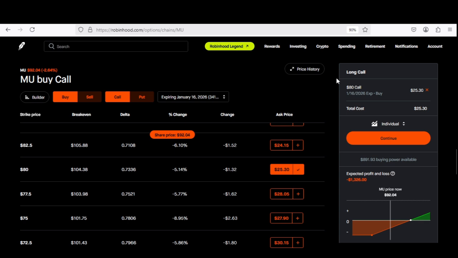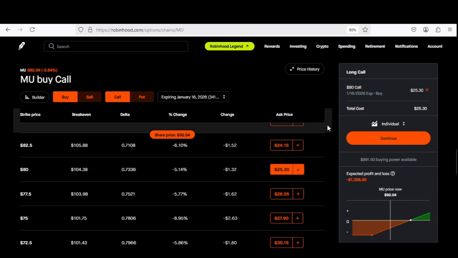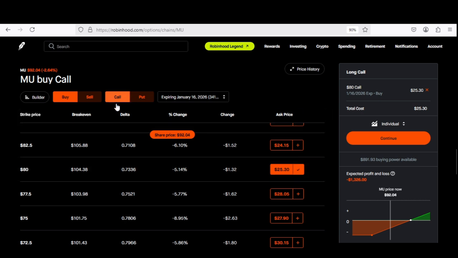A LEAPS option, also known as a long call. LEAPS stands for Long-Term Equity Anticipation Securities. Now, it is a mouthful, that's why we refer to it as a LEAPS option. Now, here's a fun fact. If you have one contract, it's going to be a LEAPS option. If you have several contracts, it's still going to be a LEAPS option. The acronym does not change. So that right there is the how to buy a LEAPS option.